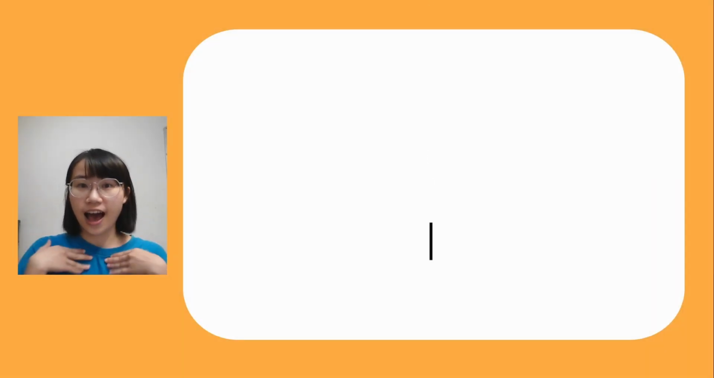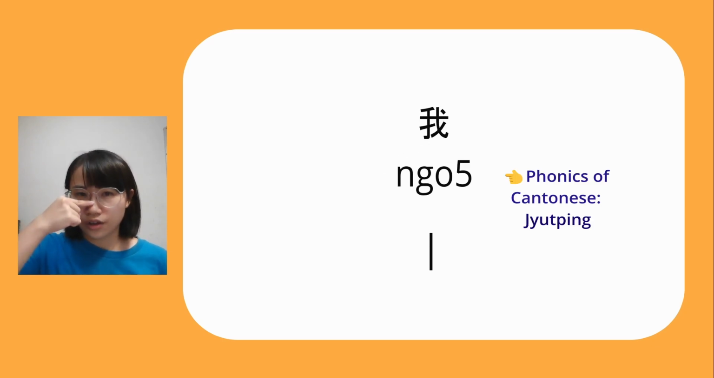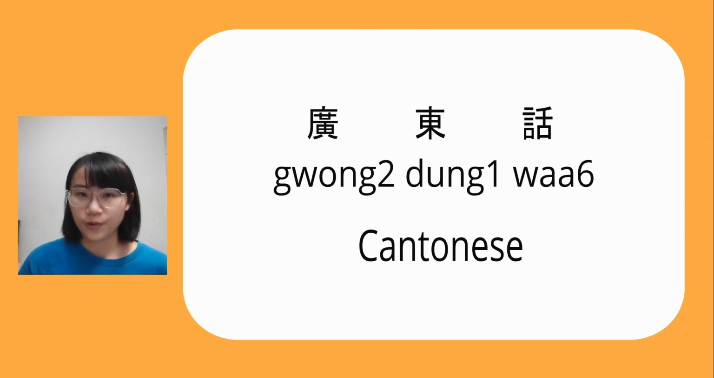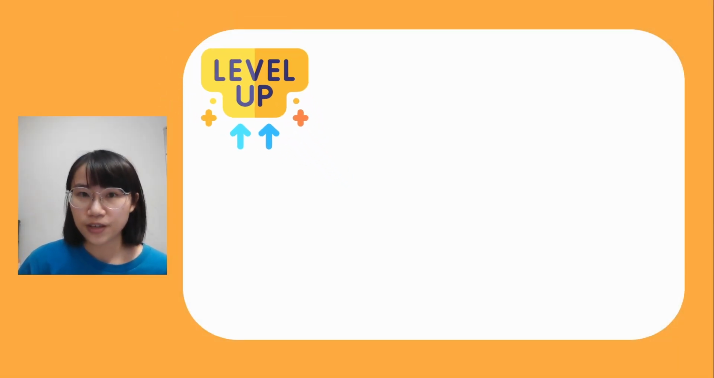How to say I. I is use your nose sound. Ngọ. Repeat after me. Ngọ. Right. How to say Cantonese? Right. 廣東話. Repeat after me. 廣東話. Good. So now I teach you something new.